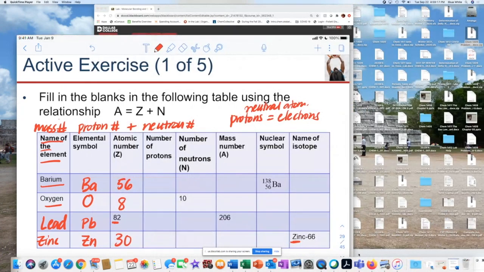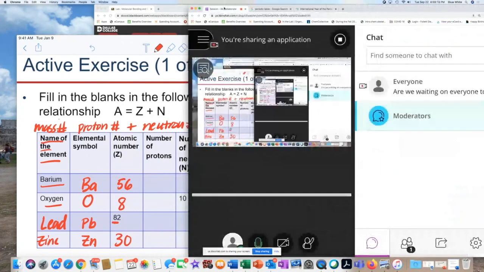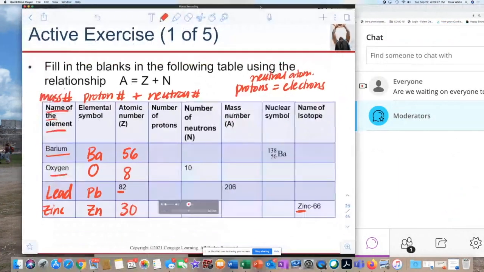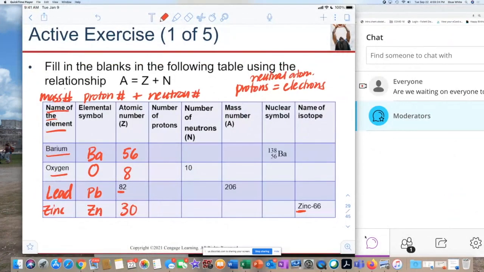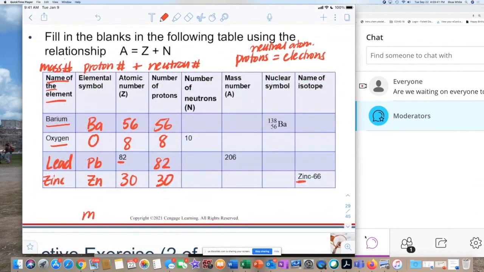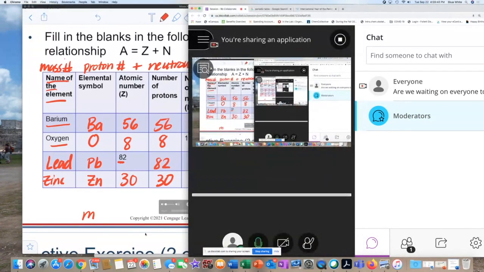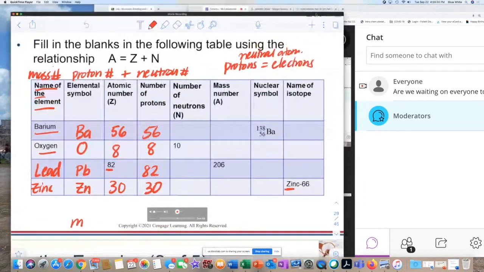What did I do? Oh, there, here. And then over here, let's see. Number of protons equal atomic number. So 56, 8, 82, 30. Number of neutrons, you have to take the mass number and subtract the number of protons. So let me see. For my barium, I thought I was done with this. Where's my periodic table?